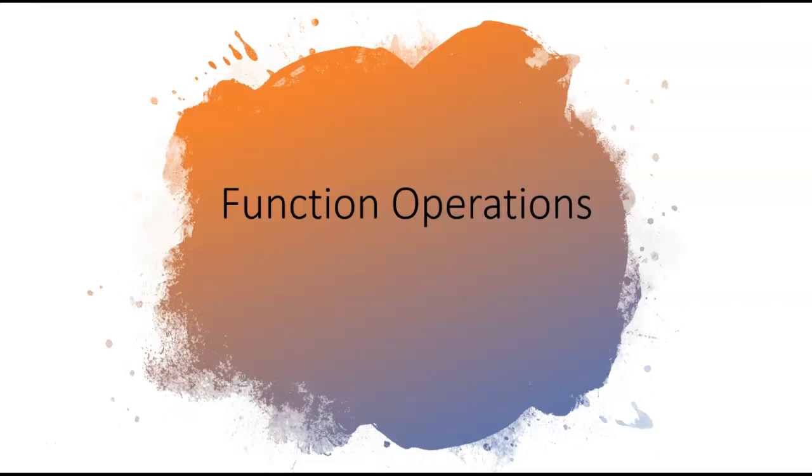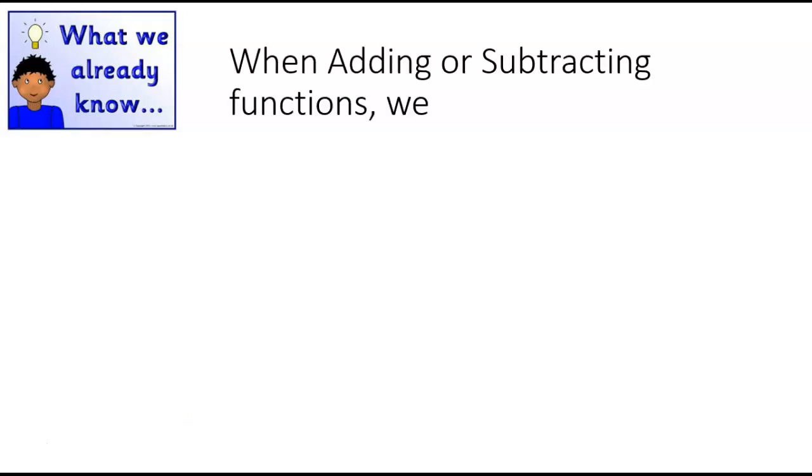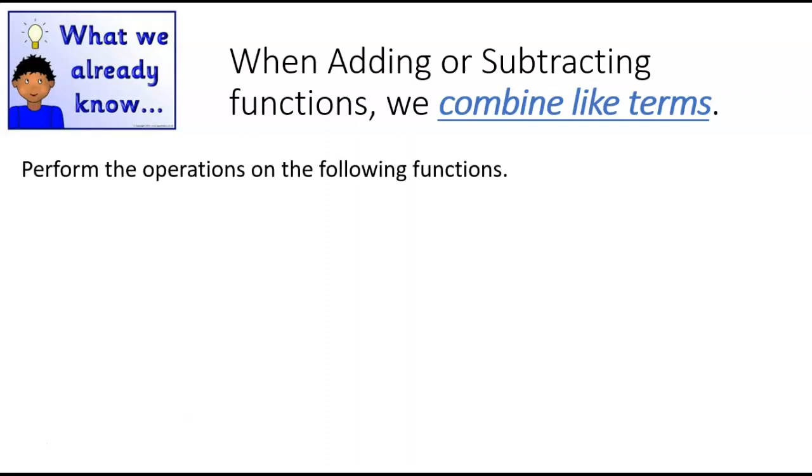In this video, we will talk about function operations, specifically performing addition and subtraction in polynomials symbolically. Let's begin with what we already know. We know that when adding or subtracting functions, we combine like terms. Let's have an example. Let's perform the operations on the following functions and simplify your answers.